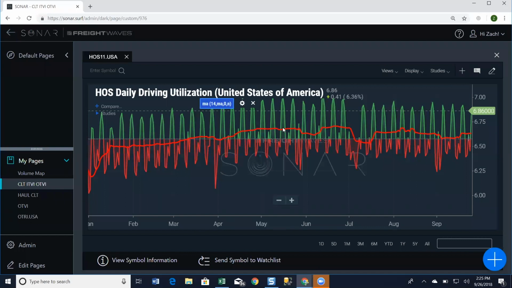And it's not directly proportional to the volume. So we can glean that these guys are actually getting about 1% to 2% more efficient, at least on paper, in their drive time utilization. So they're able to drive a little bit more, which is approximately 12 to 15 minutes more than they were prior to the ELD implementation. And then I think that's pretty much the point I wanted to make with that.